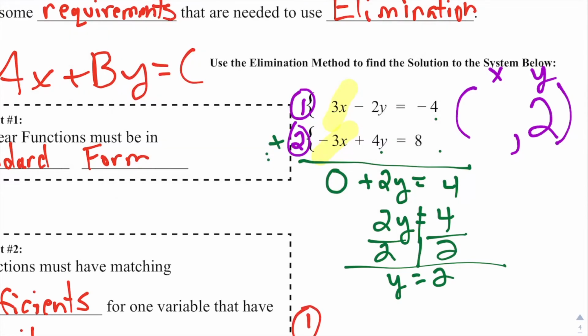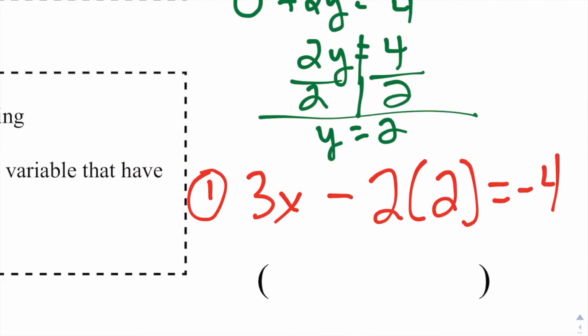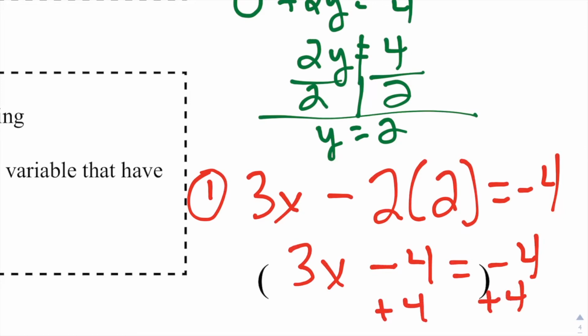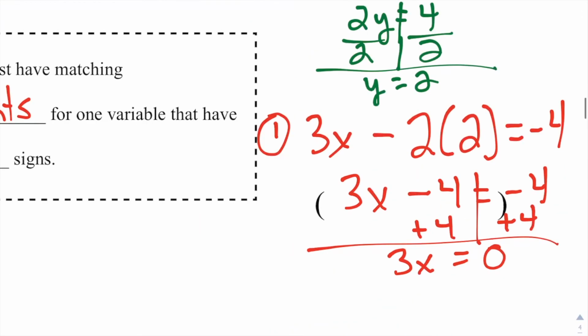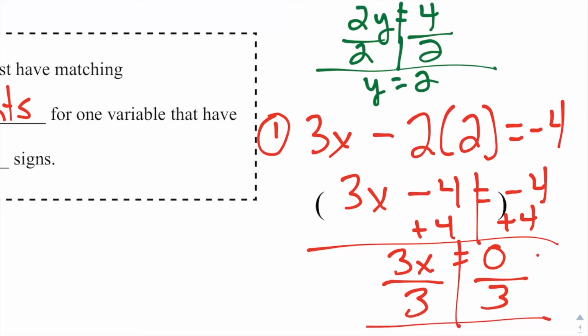So with equation 1, I'm going to have 3x minus 2 times 2, because I'm plugging that y value into the equation, equals negative 4. So I'm going to get 3x minus 4 equals negative 4. And then to get the 3x by itself, I have to add 4 to both sides. And I get 3x equals 0. And then I have to divide both sides by 3 to get x by itself. And I get x, well, 0 over any number is just 0. So my x value is just 0.